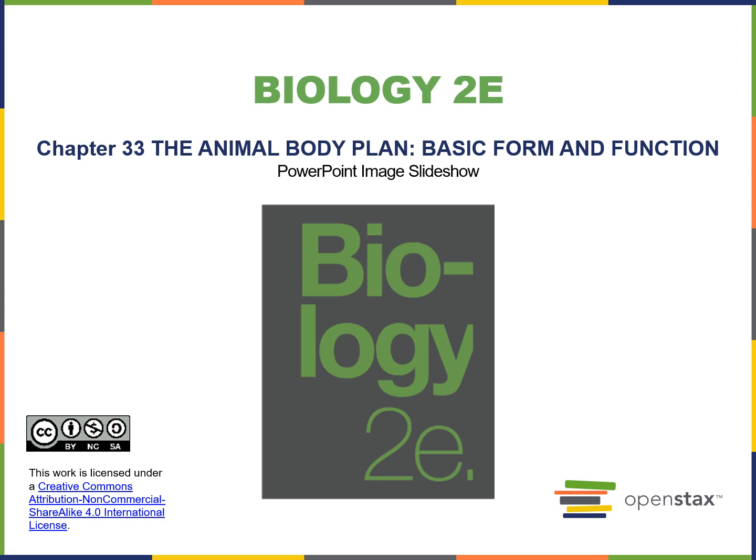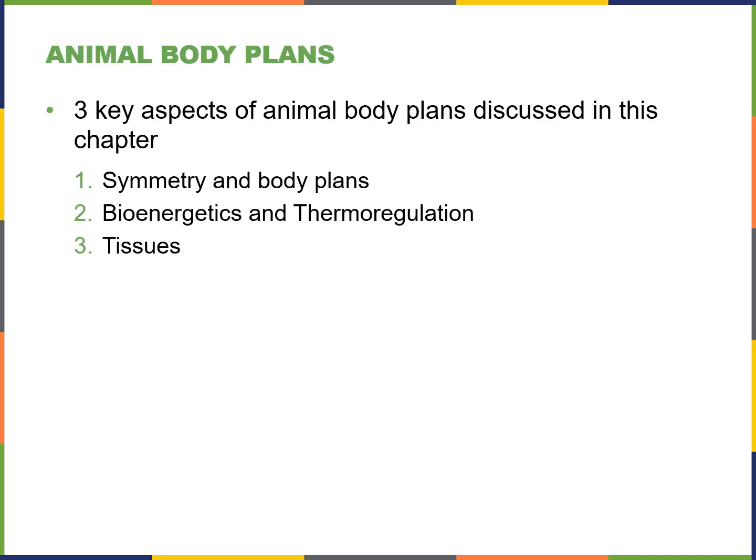BIOL 100, Chapter 33, the Animal Body Plan, Basic Form and Function. Talking about animal body plans, there's three key aspects that are discussed in this chapter. First, we're going to go over symmetry and different body plans. Second, we'll go into bioenergetics and thermal regulations, and then we'll wrap it all up with tissues.